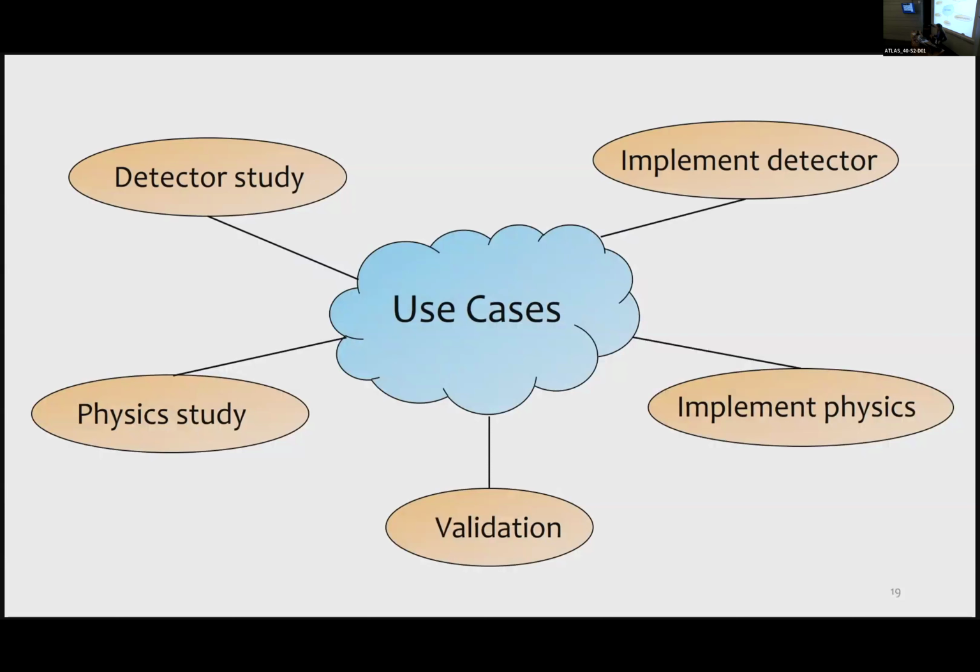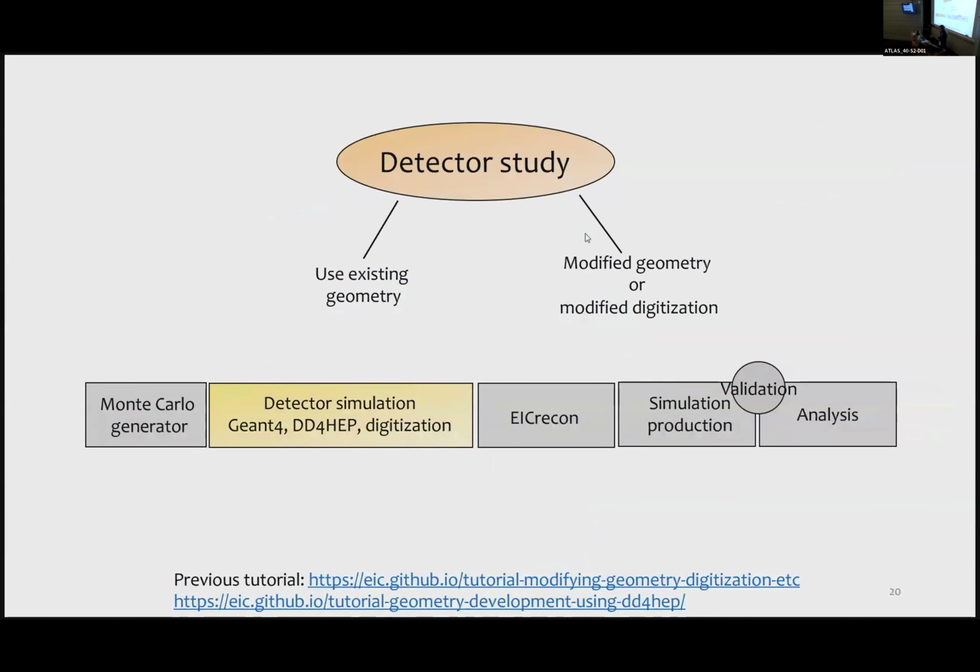For the average person who might sit down and need to do something, we have detector study, or you have something where you're implementing the detector. You can have physics study type cases, or cases where you're implementing the physics, or you could also be working on validation or have to change something within validation. So let's talk about detector study first. I'll just go through each of the use cases.